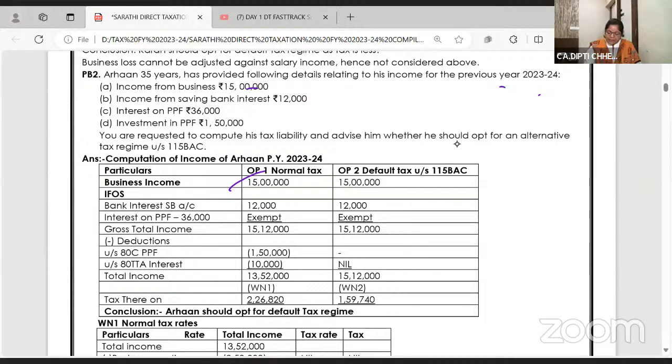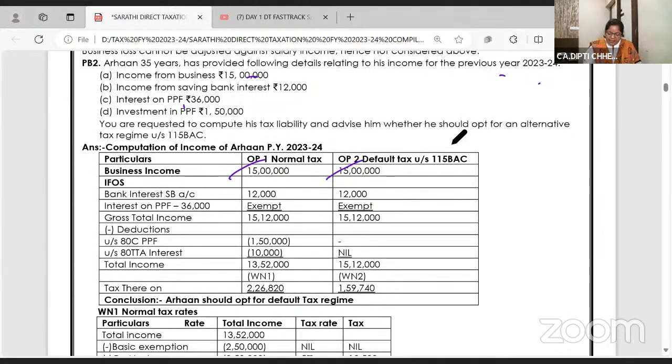His business income is 15 lakhs. Saving bank account interest is 12,000. PPF interest is 36,000, which is exempt. He has put 1,50,000 in PPF, for which 80C deduction is given in the normal tax regime, not in default. And you are required to compute the income.